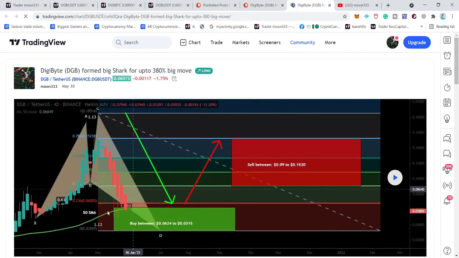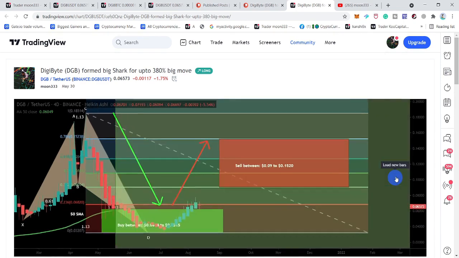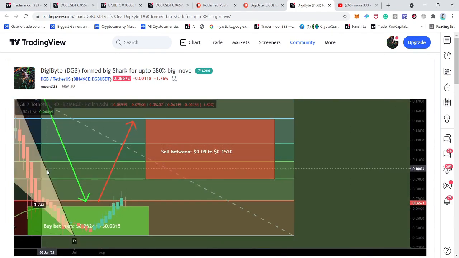We also had a very nice support of 50 simple moving average on the weekly time frame, and the price action entered this buying zone, or this potential reversal zone of the bullish shark. And after playing the chart, we can see that the price action completely entered the buying zone and reversed bullish, and now it is going to hit the sell targets very soon. As per the Fibonacci sequence, the sell targets can be from 9 cents to 15.2 cents.